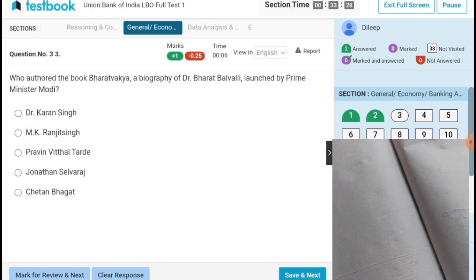Who authored the book, biography of... I think Ranjit Singh, who authored the book Bharat Vakya, a biography of Dr. Bharat Balavalli, launched by Prime Minister. I think Karan Singh or Ranjit Singh. Biography of Bharat Balavalli, launched by Prime Minister Modi.